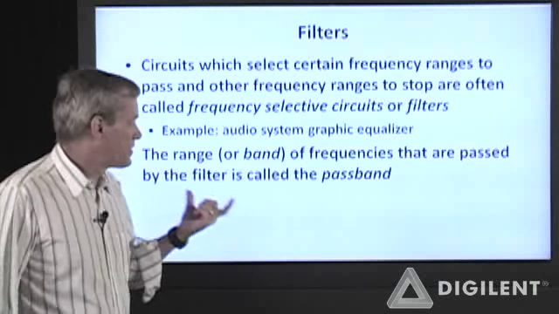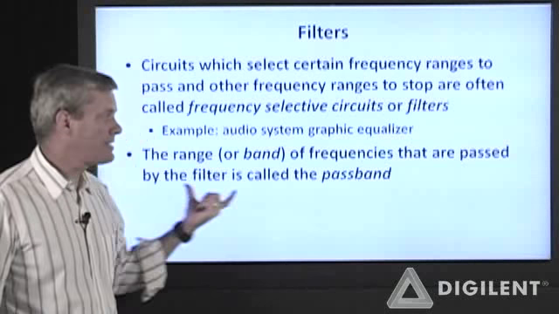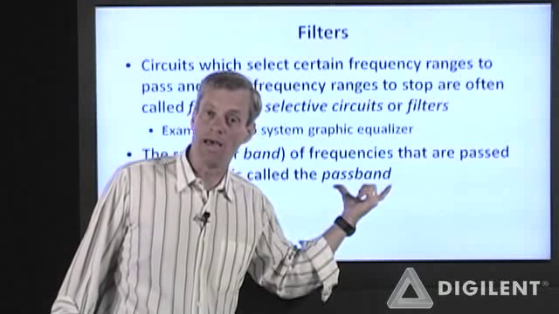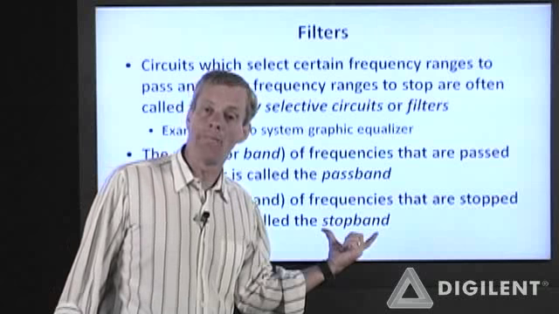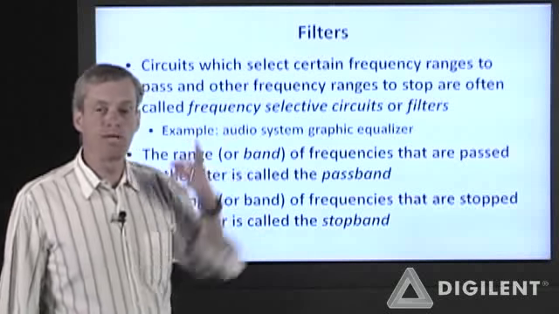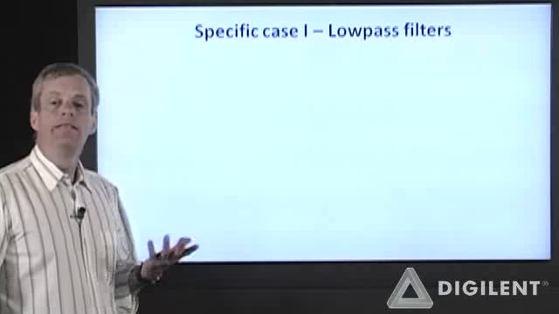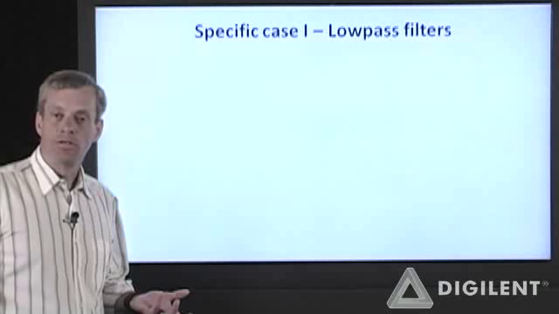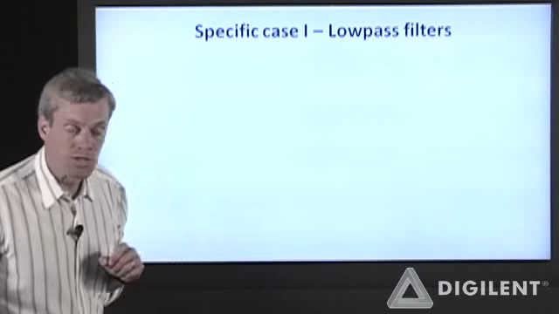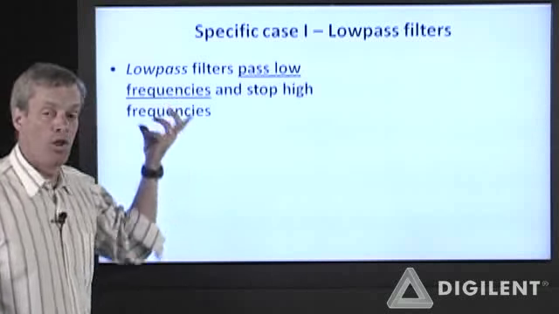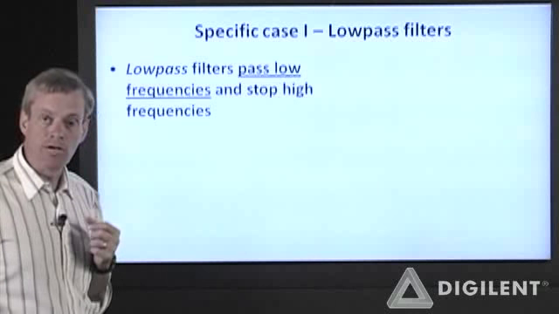So a couple of nomenclature things. The range, or typically called the band, of frequencies that are passed is called, for obvious reasons, the pass band. The range of frequencies or band that is stopped is called the stop band. So when you're talking about filters, people will usually talk about the pass band and the stop band. In this course, I'm really only going to talk about two types of filters, low-pass filters and high-pass filters. I'm going to talk about low-pass filters first. Low-pass filters pass low frequencies, as the name would imply. They, by implication, stop high frequencies.